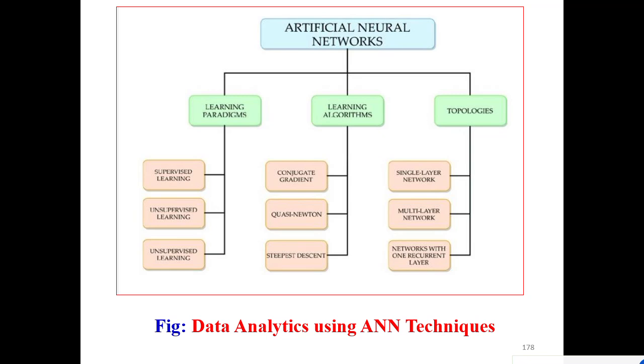In learning paradigms, we have supervised learning, unsupervised learning, and reinforcement learning, etc. Then learning algorithms like the conjugate gradient algorithm, quasi Newton learning algorithm, and steepest descent. From there we are calculating the gradient descent learning algorithm. Topologies like single layer network topology, multi-layer network topology, networks with one recurrent layer, etc.